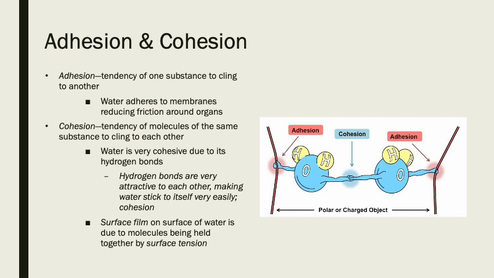Continuing on with why polarity makes water what it is, water also has properties called adhesion and cohesion. So first we have adhesion. If you think of the word adhesion, it sounds like adhesive. Adhesive means sticky, right? Bandages, tape, things like that. So water is basically adhesive. It has a tendency to stick or cling to other things. So water adheres to membranes in the body easily just because it likes to stick to things.